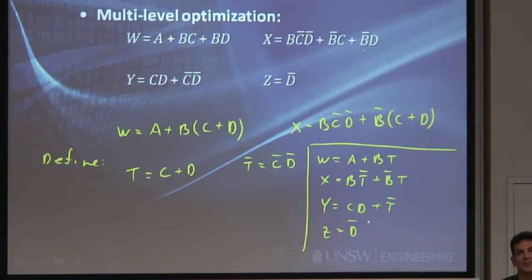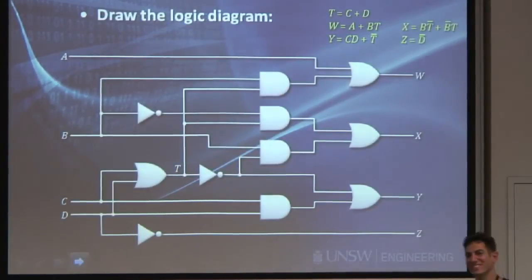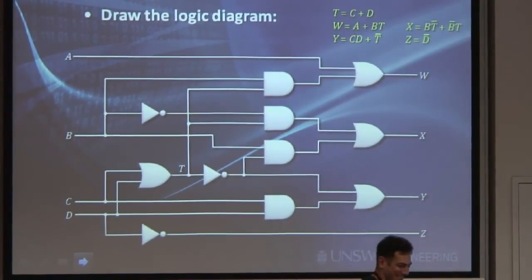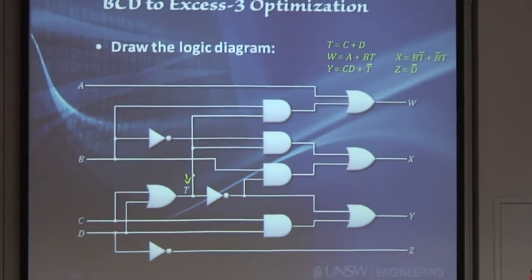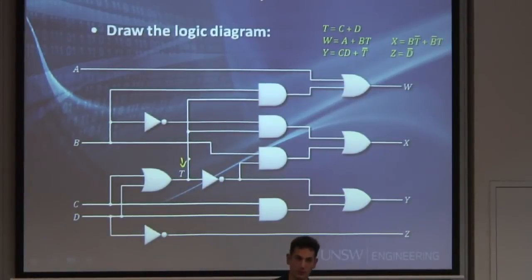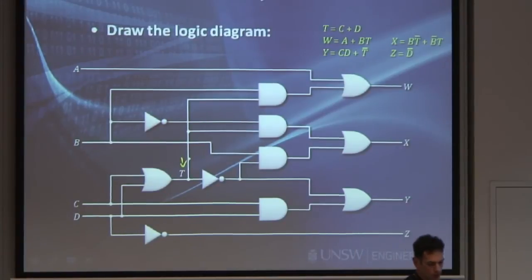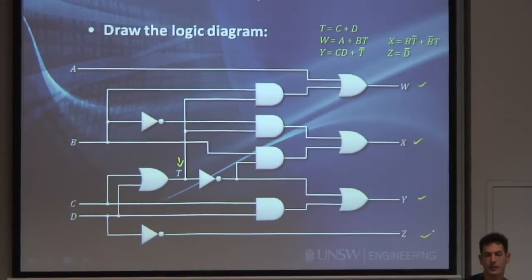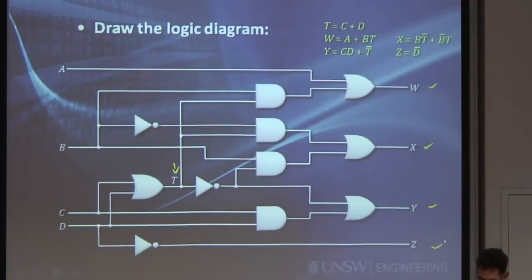Now, I'll save you the agony of me drawing the whole thing. So I will just use something I prepared earlier, where you can see the signal T is just here. We calculated C or D, and we fed it through here. So this is the node that will be called T. And we have those four outputs, W, X, Y, and Z, corresponding to the equations we came up with up there.